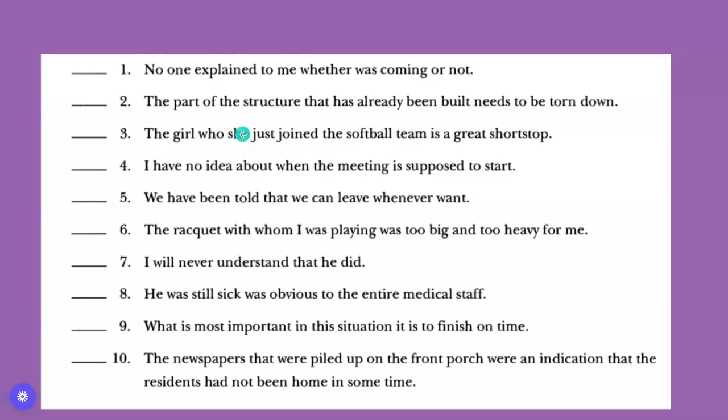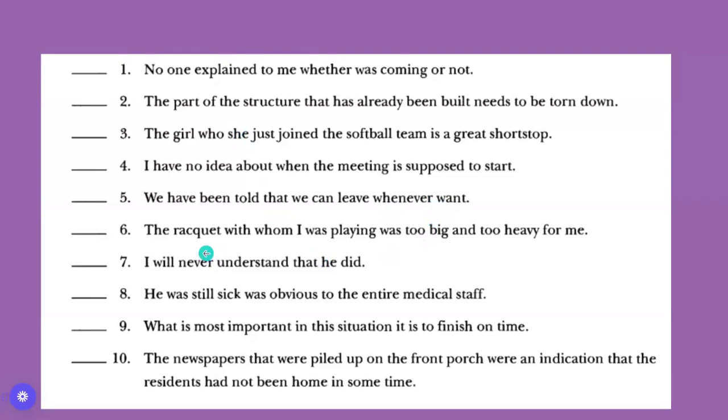Let's see number 4. I have no idea about when the meeting is supposed to start. Complete. I think. Correct and complete. Number 5. We have been told that we can leave whenever want. Incorrect or incomplete. Whenever we want. The word we is missing.